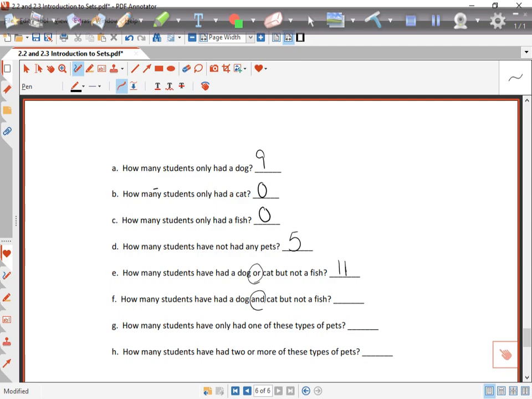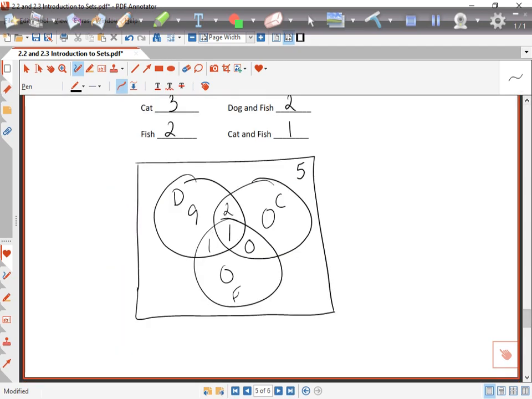And is where they overlap. Okay, so where dog and cat overlap is right here, 2 and 1. But it says not fish, so we're going to take away the bottom one because that's in the first fish circle, and we're just left with 2.